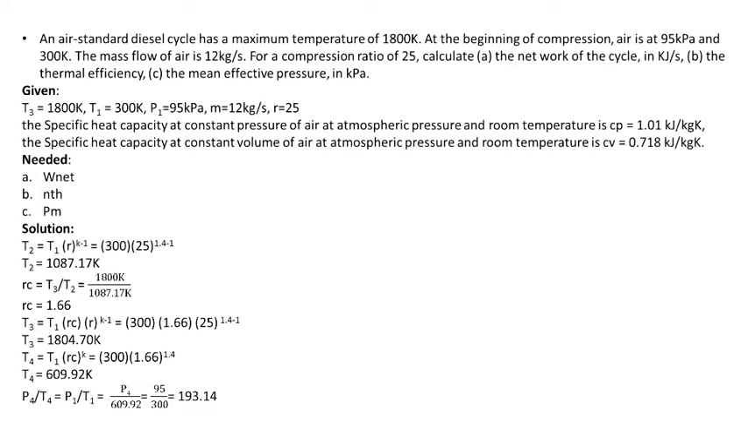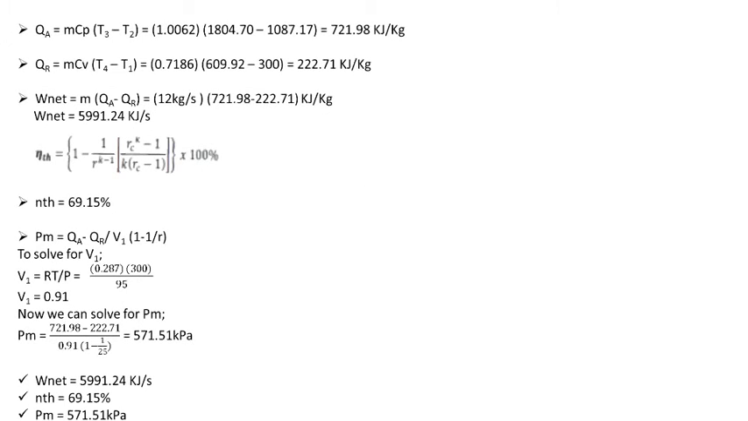T4 equals T1 multiplied by rc raised to k, and will be equal to 300 multiplied by 1.66 raised to 1.4, and we will get a value of T4 equals 609.92 K. For the pressure we will use P4 over T4 is equal to P1 over T1, and when we plug in the values given we will get P4 over 609.92 is equal to 95 over 300, and after deriving the equation and solving we will get the value of P4 equals 193.14. Now let us find the heat added, which is the QA.